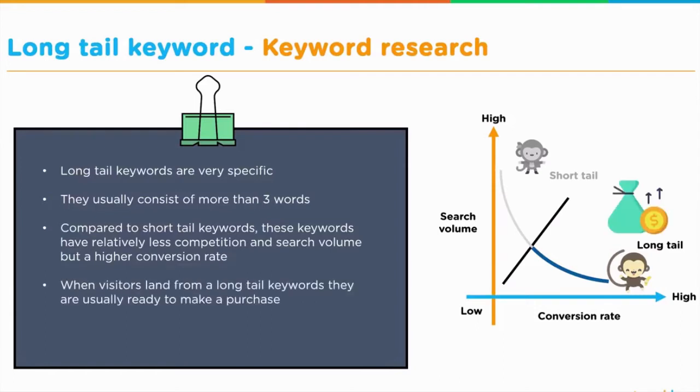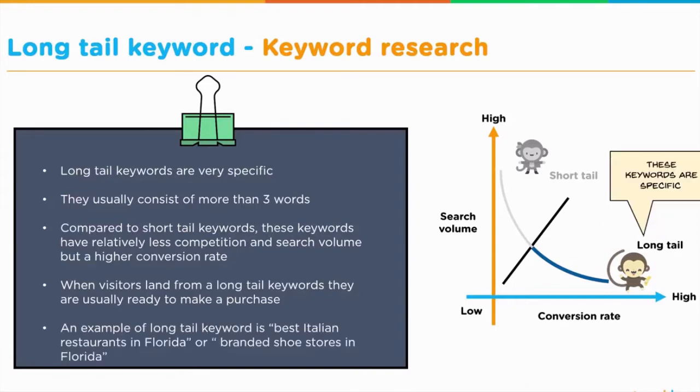But when visitors land from longer tail keywords, they're usually ready to make a purchase. They're usually more specific intent. There's more intent involved with a longer tail keyword. So best restaurants in Florida, branded shoes in Florida, something very specific is going to generate probably a higher conversion rate than something more generic.